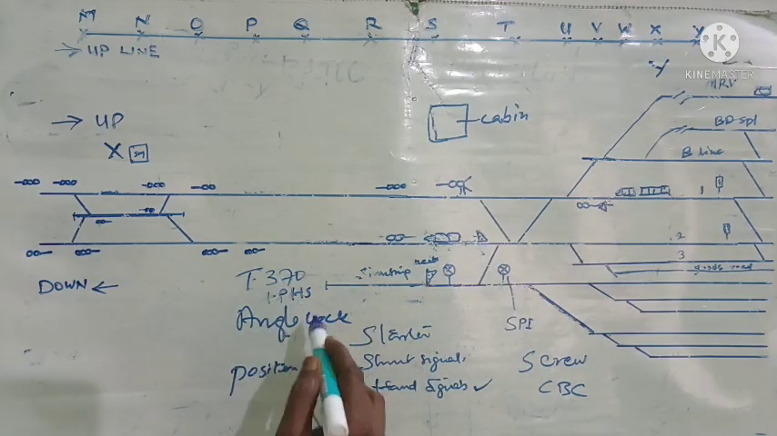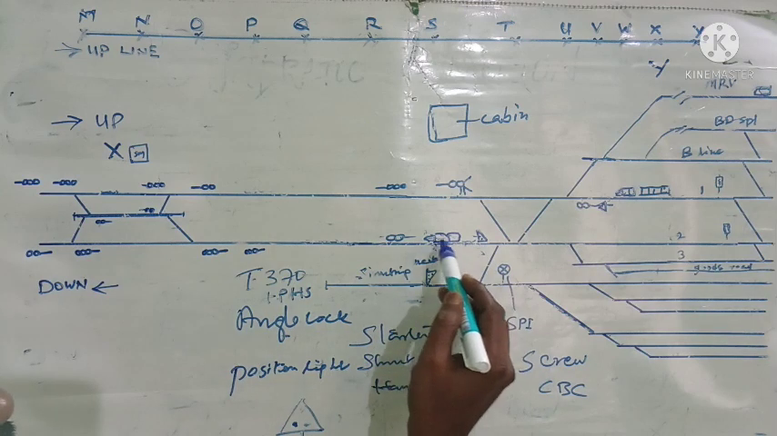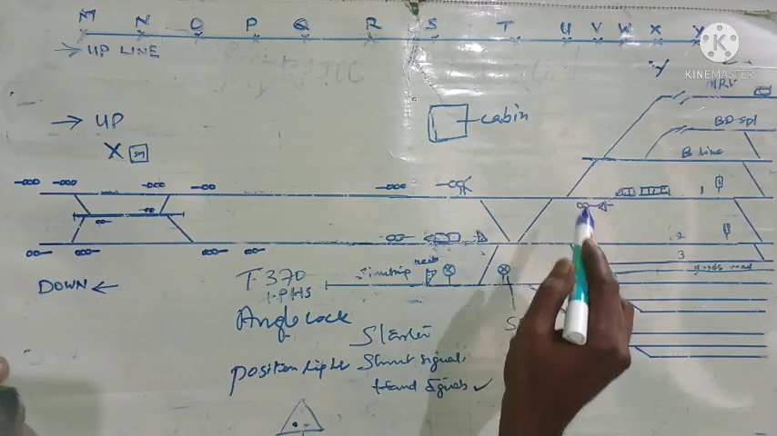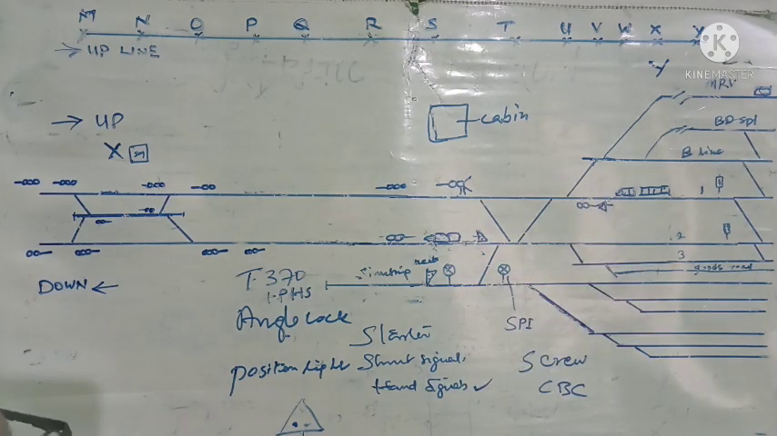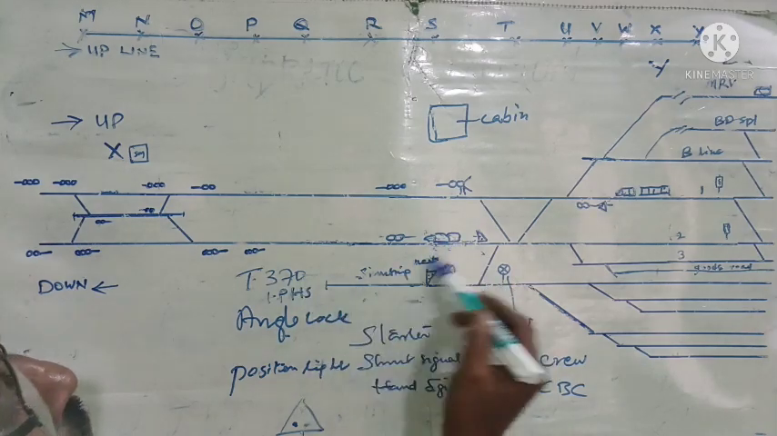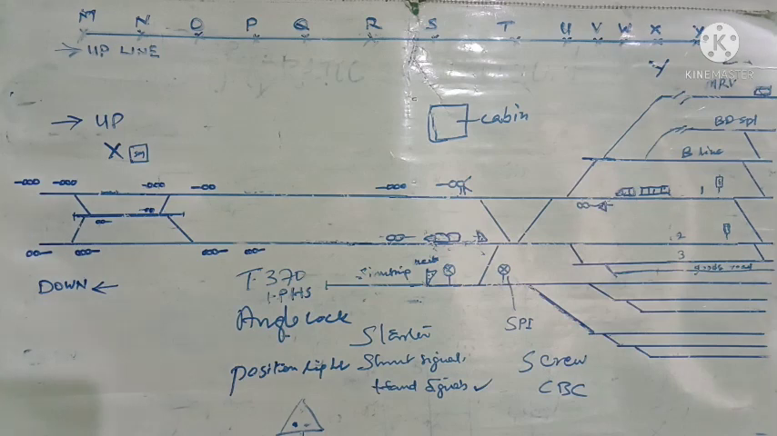Here, before issuing this T.370 and showing PHS for backing this engine and the two coaches, it should be ensured that all these points are set, clamped and padlocked. Then only the memo can be given and the train can be backed to road 1.